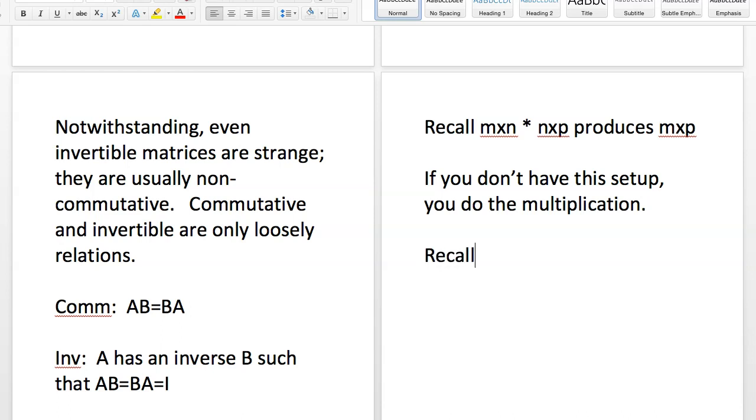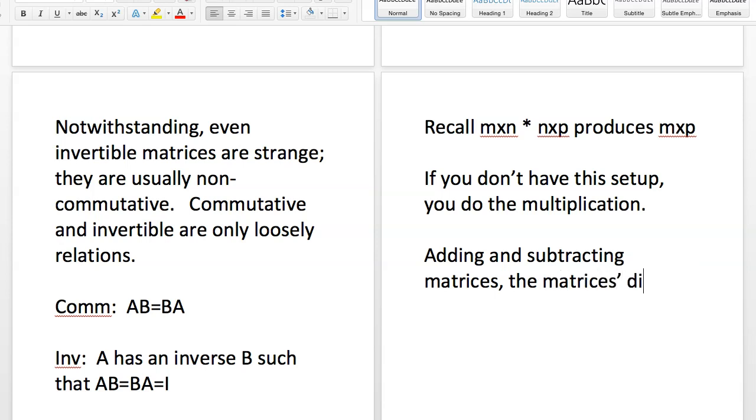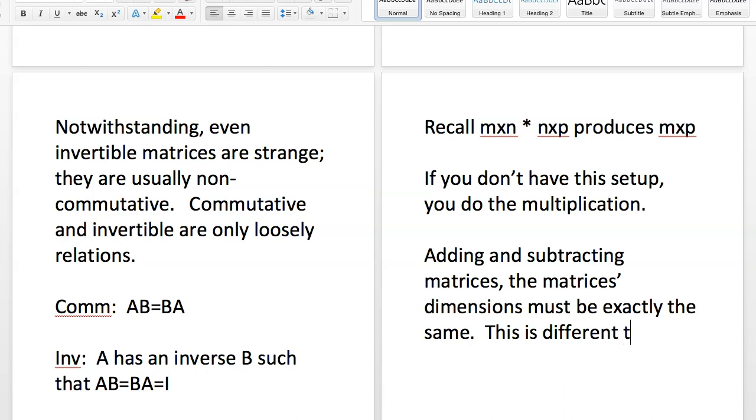Now recall, if you want to add matrices, the dimensions have to be exactly alike. Adding and subtracting matrices, the matrices' dimensions must be exactly the same. This is different than multiplying matrices.